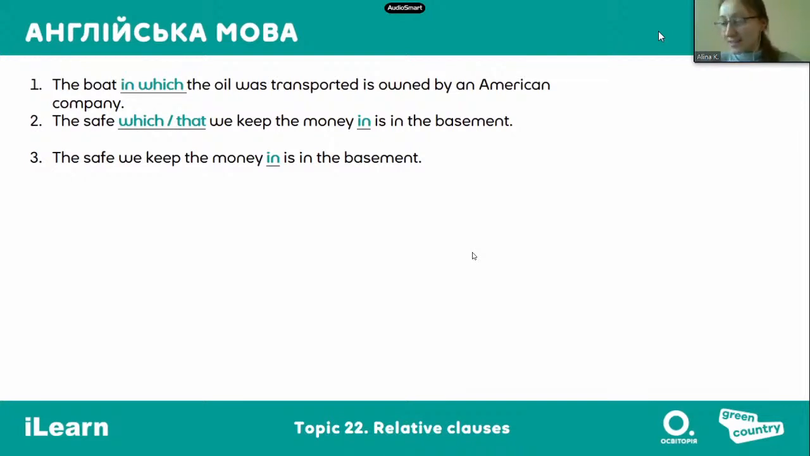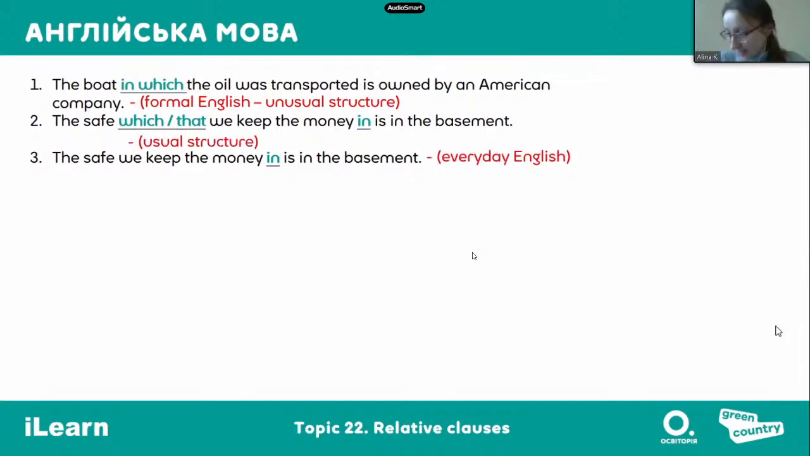But what do you think? Are they correct or not? If not, then which one is not correct? So 1, 2, or 3? I see the correct answers, and let me show that. The first one, the second one, and the third one, they are all correct.